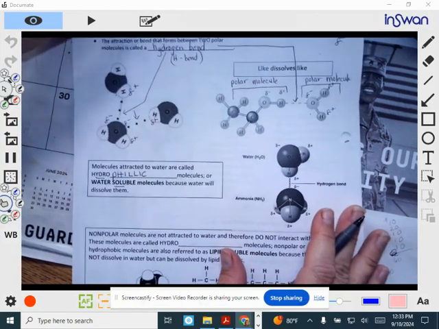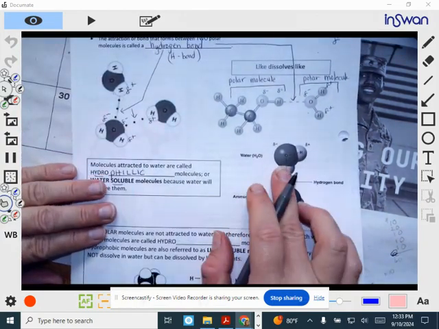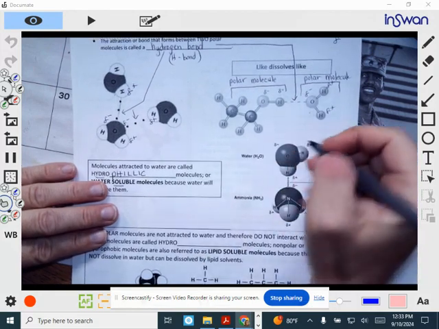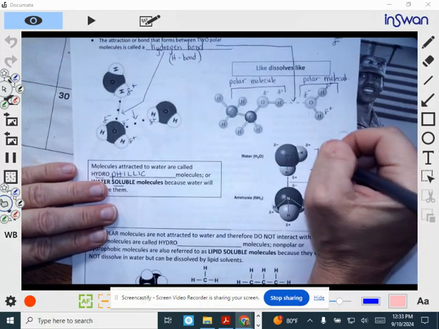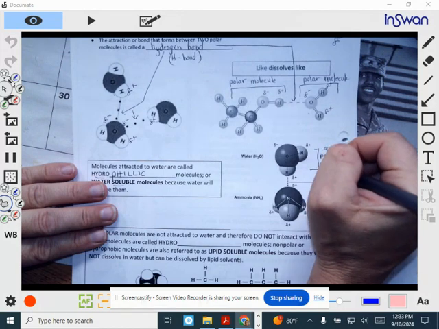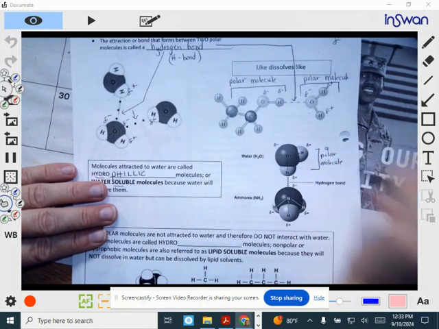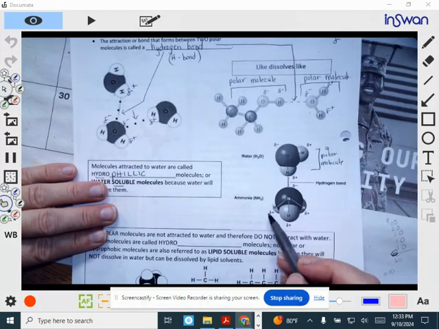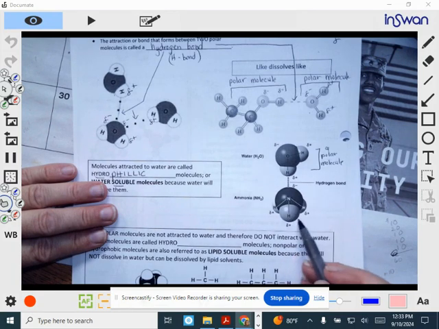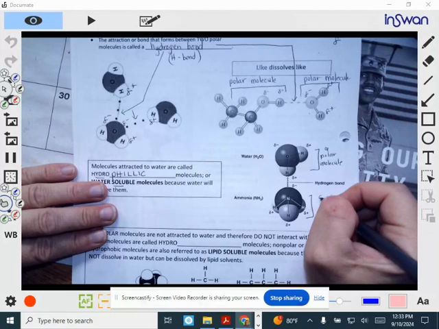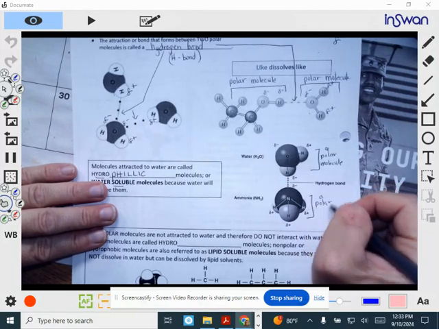So if you take some ammonia and you add it to water, since water is a polar molecule, so let's indicate polar molecule, and you can tell here that ammonia, because it has poles, see the partial negative and partial positives, is a polar molecule as well.